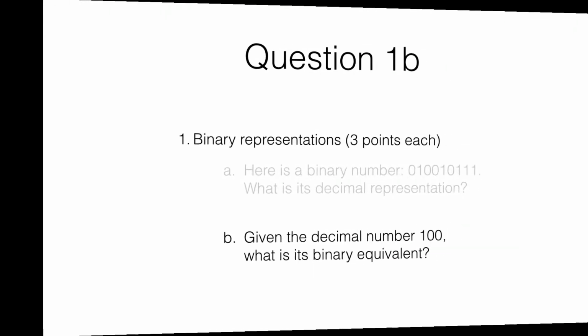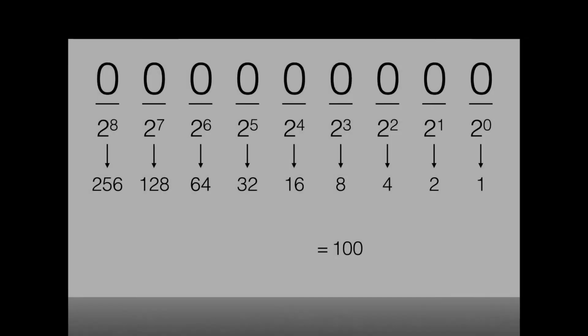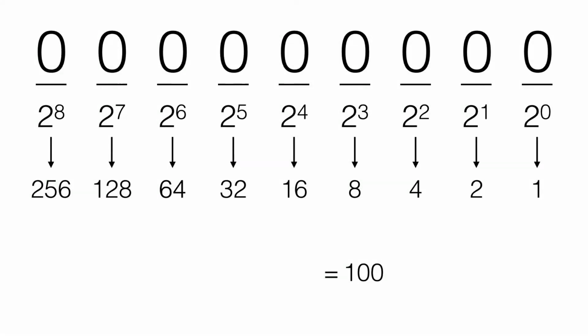Question 1b asks you for the opposite conversion. Given the decimal number 100, it asks you to find its equivalent in binary form. Since the sum of the place value contributions must be 100, we can start with a blank slate and build up to 100. A rule of thumb is to start off with the place value that gives the largest contribution without being over the desired number. In this case, 64 is that number, so we put a 1 in that place value.